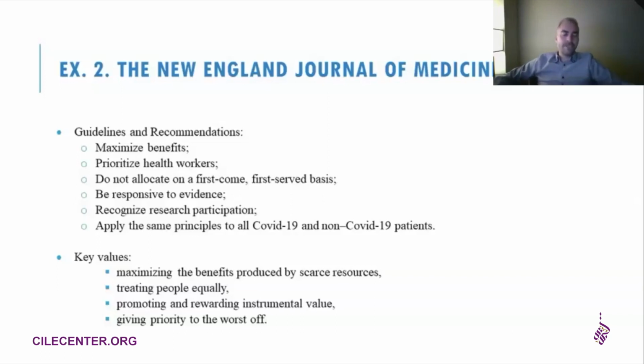But there is no clear guidance on which one comes first: the worst off, or the sickest people or patients. Which one comes first? And how can we prioritize these two criteria? So it's not clear, and both of them can be included under this general value, which is maximizing benefits.